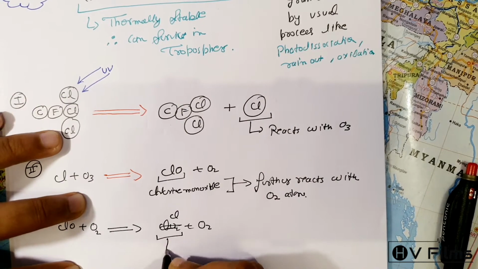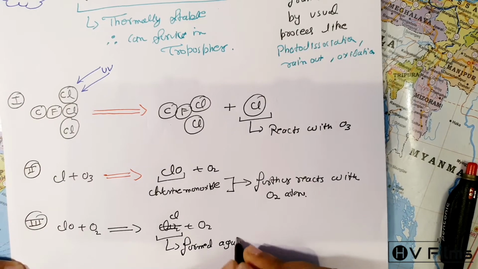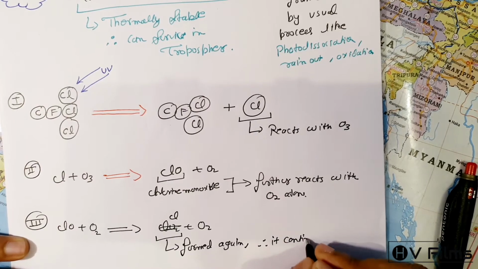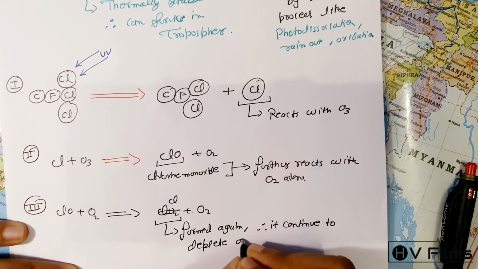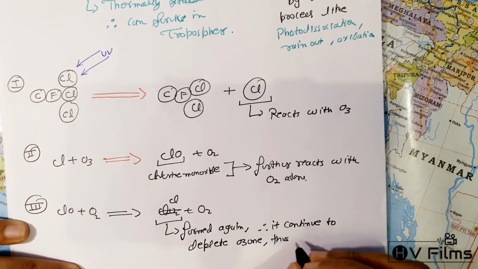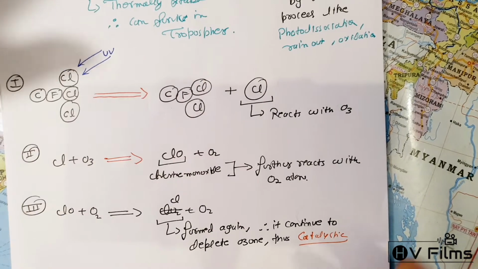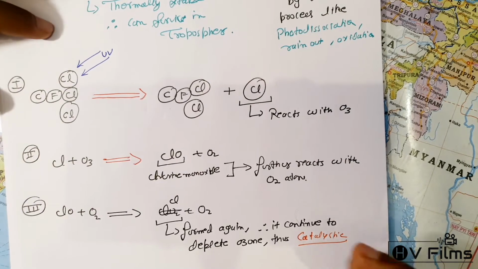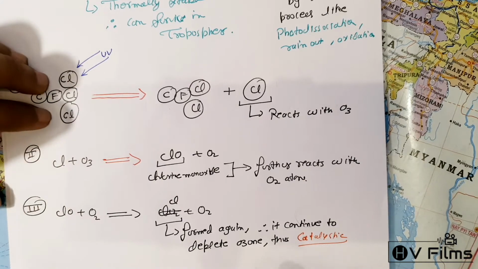Now here we can see that the chlorine has been formed again. So it continues to deplete ozone. Thus we can say that it is catalytic. It is destroying the ozone again and again, converting it into oxygen, and then again it creates chlorine. So the cycle keeps repeating, and this is how the CFC affects ozone depletion.